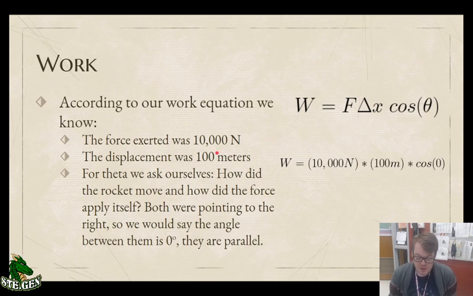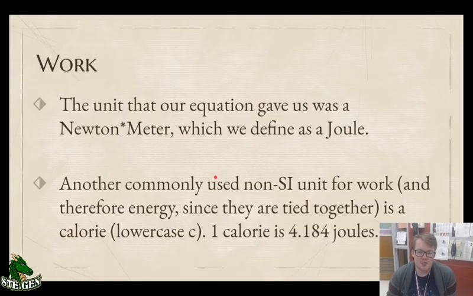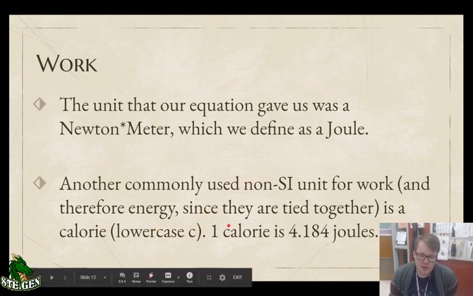So plugging this in, you get 1 million, which is 1 times 10 to the 6th, and then unit-wise, we would get newtons times meters, which we define as a joule. It's how many newtons are applied times meters being traveled. Another commonly used non-SI unit for work, and therefore energy, because they're tied together, the same unit for work as the unit for energy, is the calorie with a lowercase c. 1 lowercase c calorie is 4.184 joules.